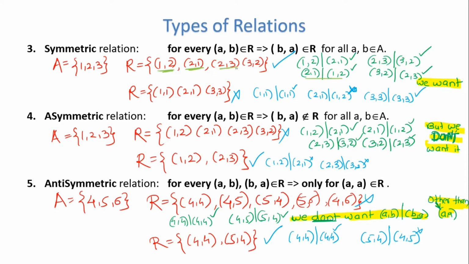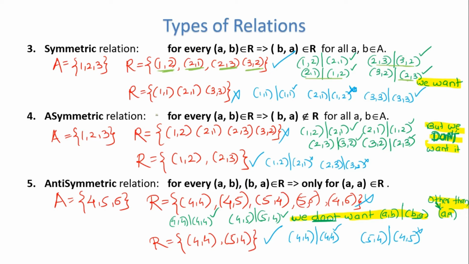For the pair (2,3), the mirror image is (3,2), which is also present in my relation. For (3,2), the mirror image is (2,3), which is also present. This means for each and every element in my relation, its mirror image is present inside the relation itself, so my relation is symmetric.